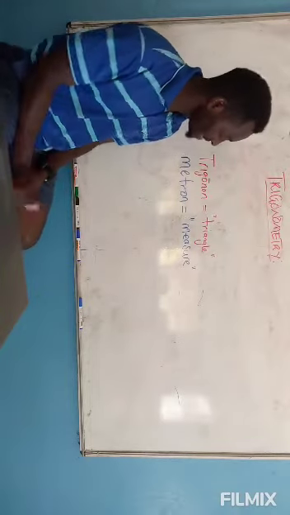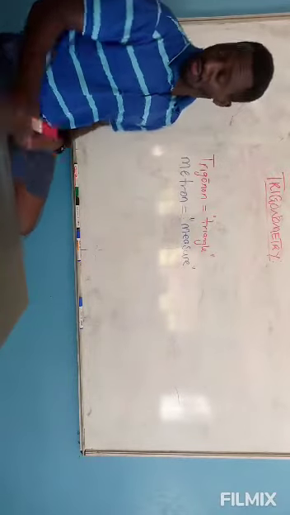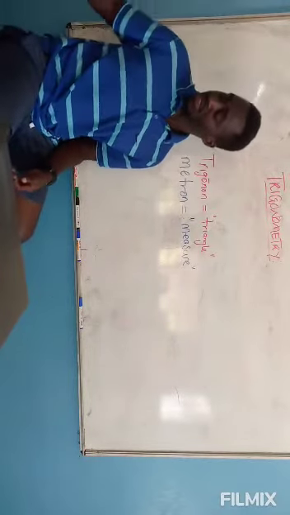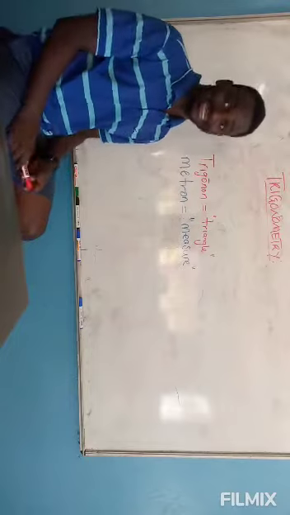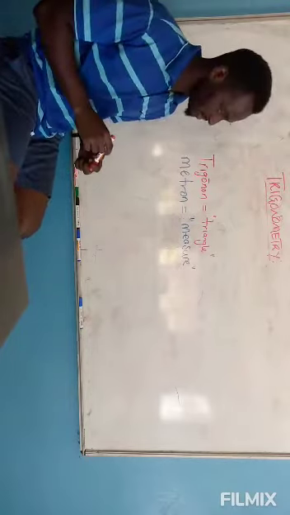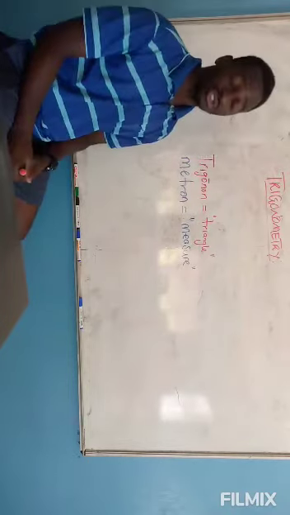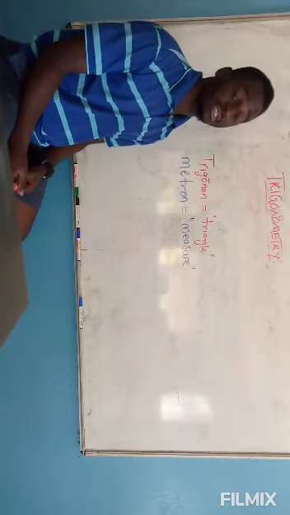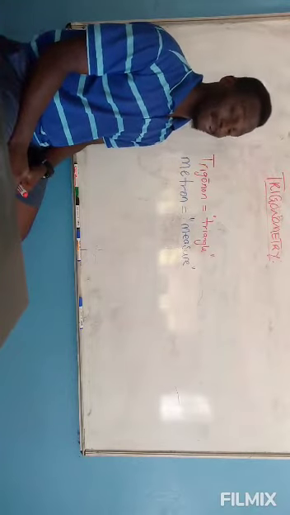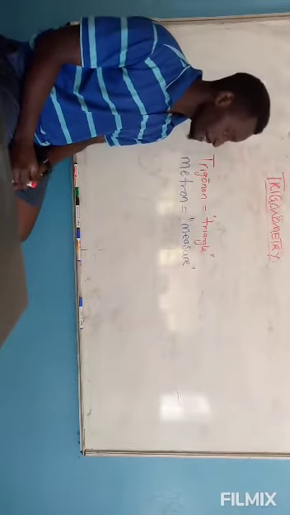Without wasting much of your time, let's get on to business. Trigonometry is a branch of mathematics that studies relationships between sides and angles of a triangle. And that involves a lot of types of triangles.